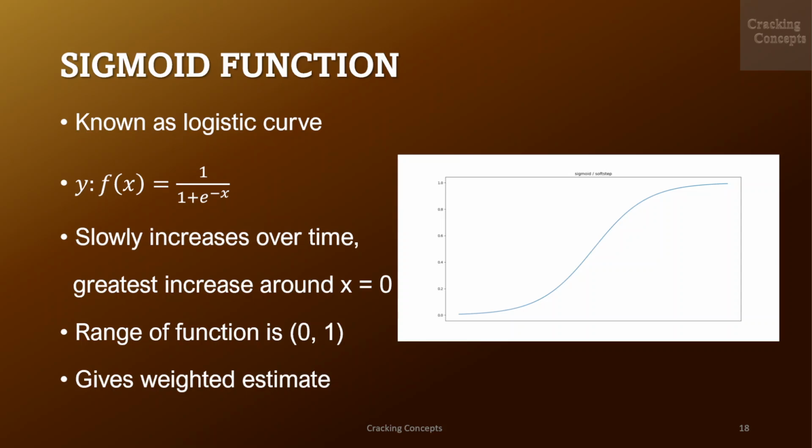Now we'll look into different activation functions. The first is a sigmoid function. Sigmoid function is also known as logistic curve, which looks like as given in the figure. Mathematically, it can be represented as y = f(x) = 1 / (1 + e^(-x)). As we can see in the plot, the function slowly increases over time, but the greatest increase can be found around x = 0. The range of the function is (0, 1), not including 0 and 1. That is, towards high values of x, the function approaches 1 but never equals it.